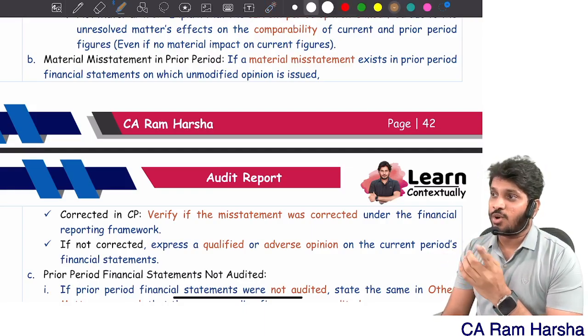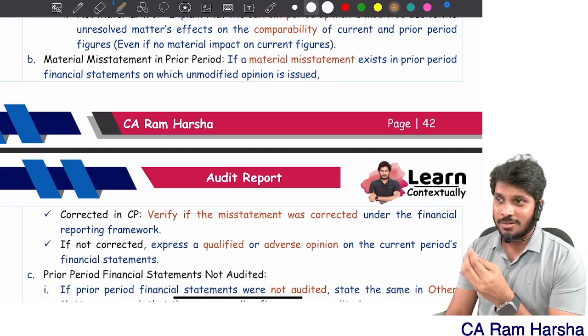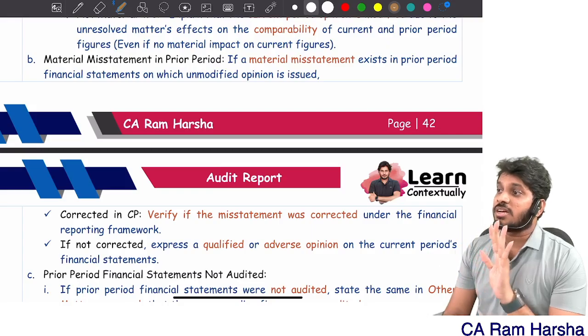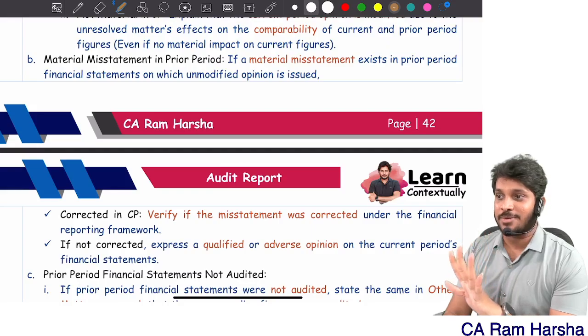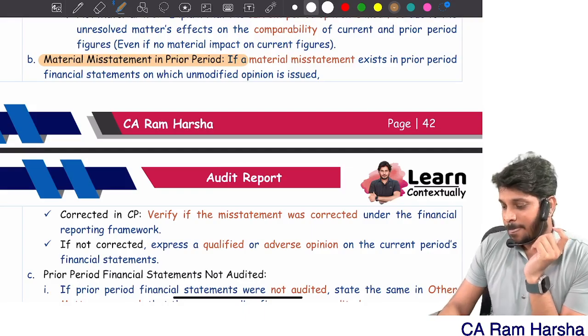Again, don't ask me, sir, what are A category questions? Please, kindly come out of that culture. It will not work. If you pass, it is only out of luck, which is 5% probability. You want to go to the exam with 5% probability or 95% probability, your choice. Material misstatement in prior period.